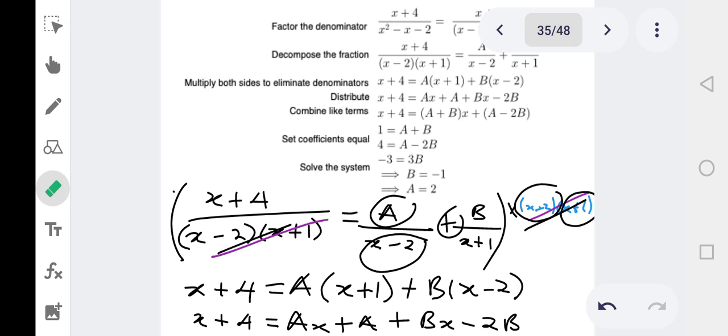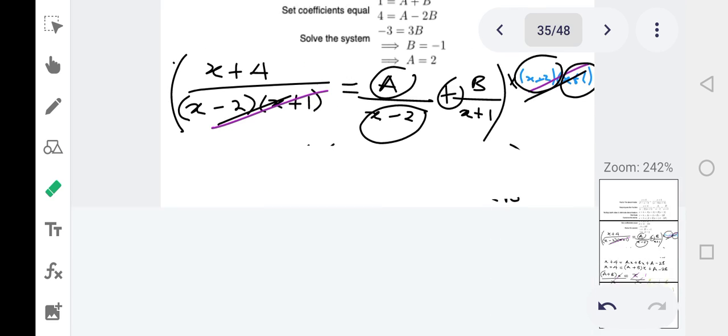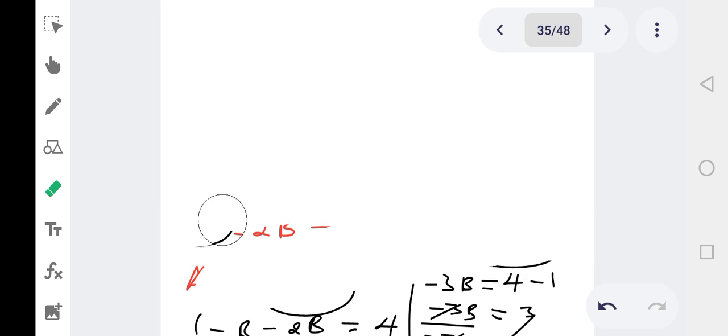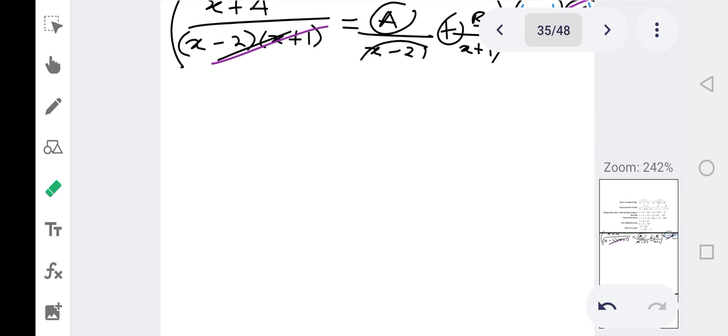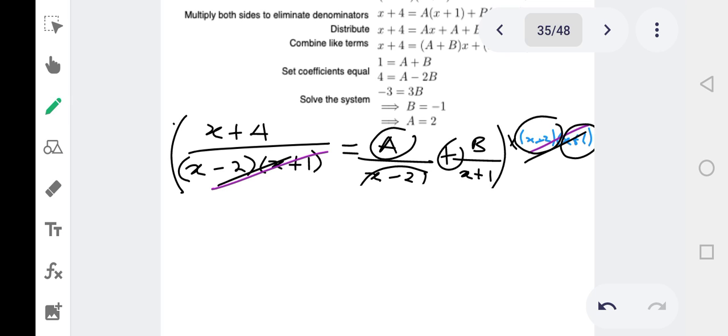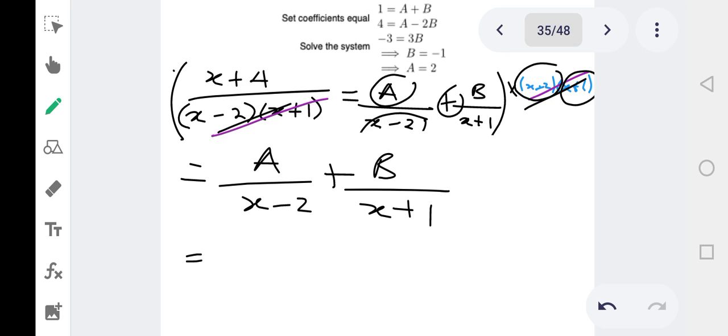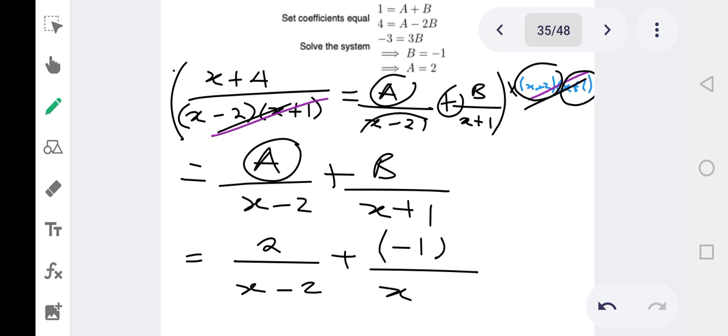All right, so when you find that now, you get back to your formula that you are using to calculate this question. What formula was that? If you remember, for linear, this is the formula that we used. Since the denominators are linear, or the factors are linear, we used a over x minus 2 plus b over x plus 1. So what is our a? Our a, we have seen it is 2. So you put there 2 over x minus 2 plus, then what is b? Negative 1 in brackets over x plus 1.